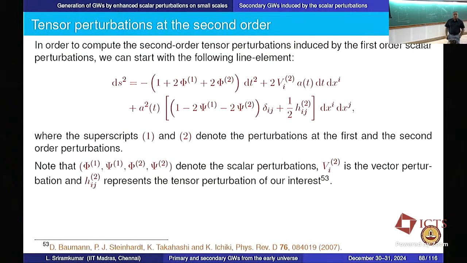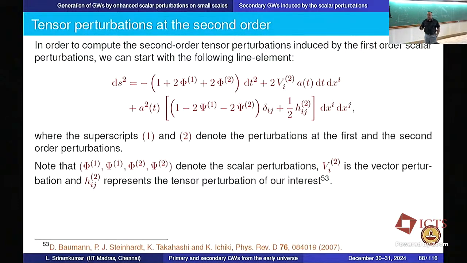So now we need to understand the tensor perturbations at the second order. I'm not going to discuss the formation of PBHs. I mentioned them to motivate why we need enhanced power spectra on small scales. And I'm going to just quickly turn to the calculation of what are known as secondary gravitational waves, the dimensionless spectral energy density of secondary gravitational waves.